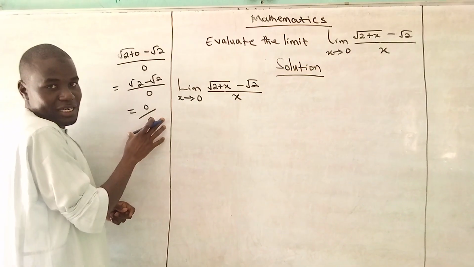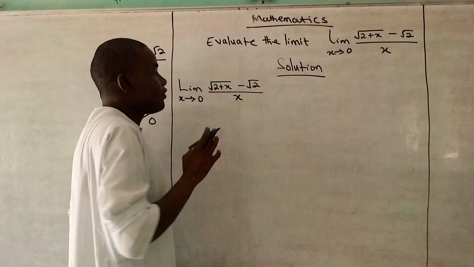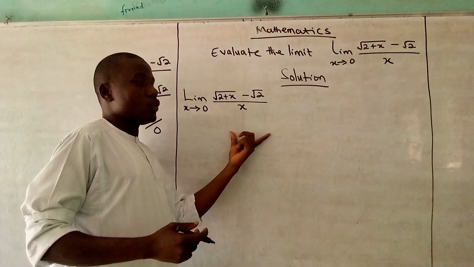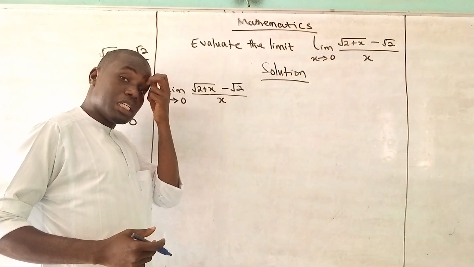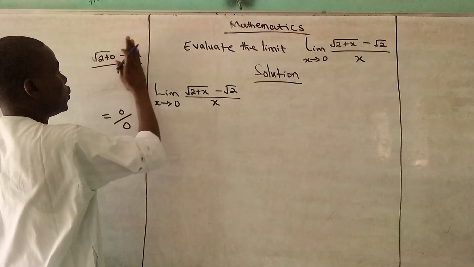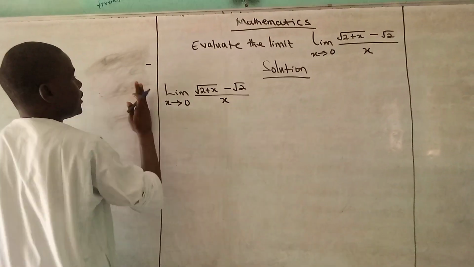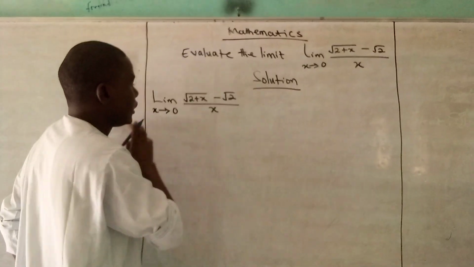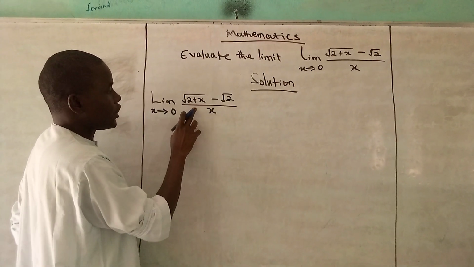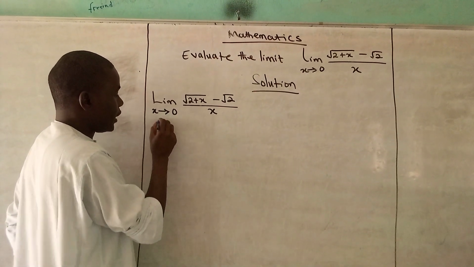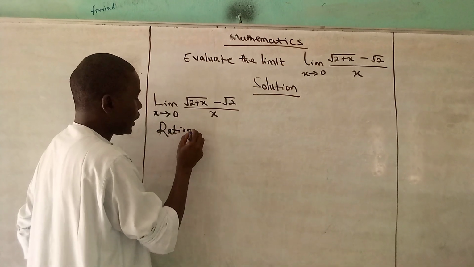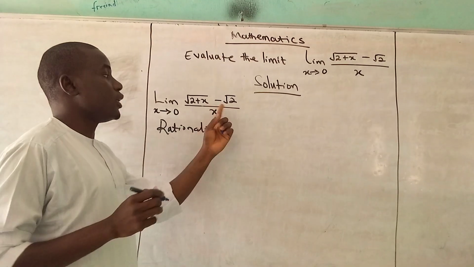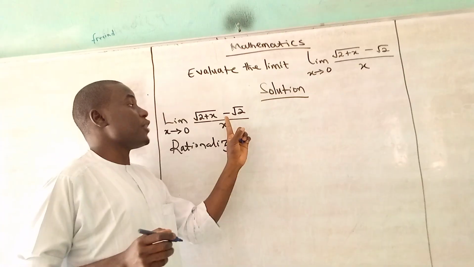So we have an indeterminate form. For this case, we have two options. We can either use L'Hopital's rule or we use rationalization. So let's use rationalization. That is simpler than the other one. So look at this. To rationalize this, we rationalize the numerator.